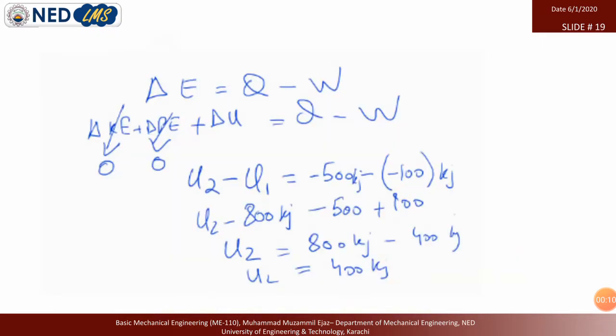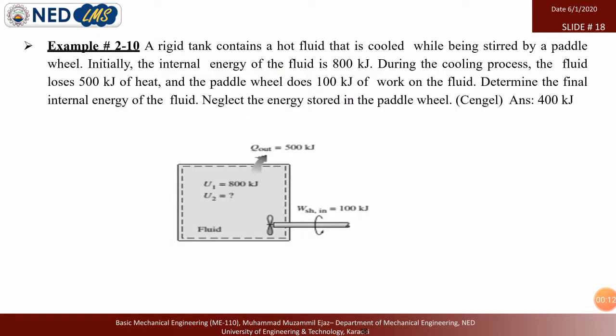In lecture number 5, we studied the zeroth law of thermodynamics, the first law of thermodynamics, and the energy balance equation, that is delta E is equal to heat transfer minus work, Q minus W, and solved basic numericals of closed systems, in which we are solving the same energy balance equation.